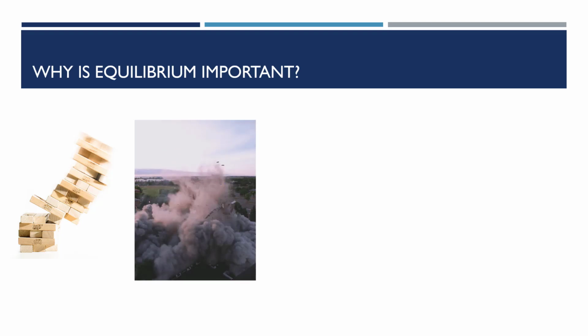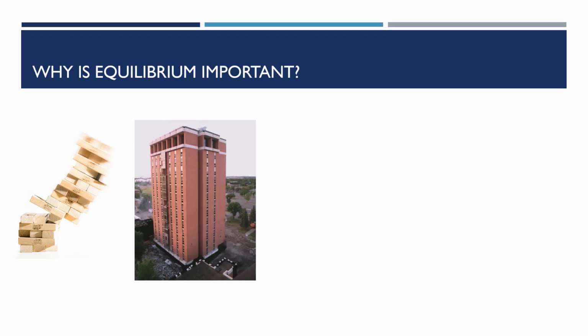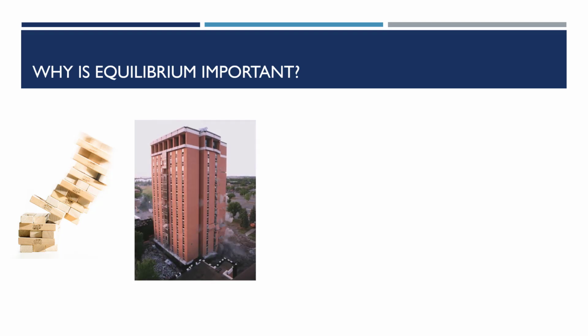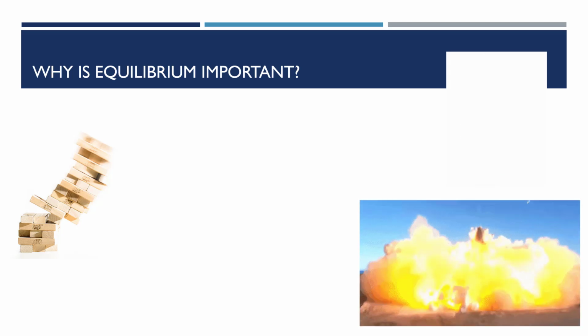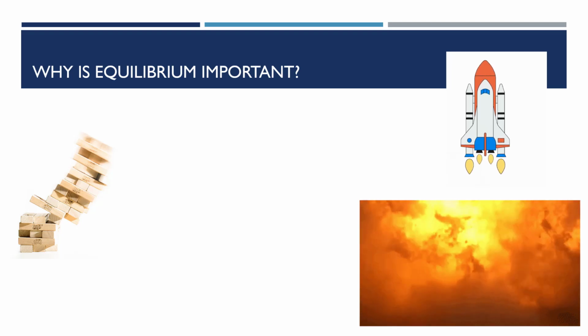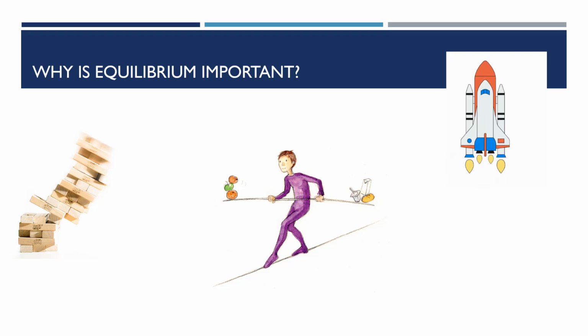We can see that static equilibrium means a static structure, such as a building, not being stable will collapse. As for dynamic equilibrium, we can see the disastrous consequences of a rocket not being stable during launching. Clearly illustrated here, equilibrium is very important.